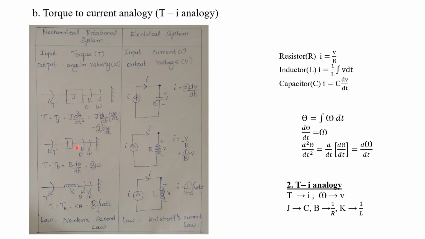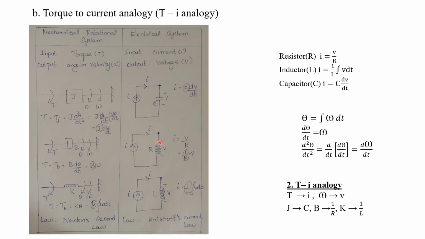Now, using Newton's second law, we can find the torque which is acting on the body. That is, the applied torque will be equal to the opposing torque TB, because there is a single opposing torque here. What's the formula for TB? B into d theta by dt. Now, we can write this in terms of omega. d theta by dt can be directly written as omega, so this will be equal to B into omega.